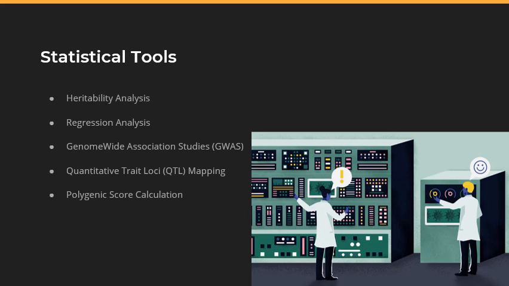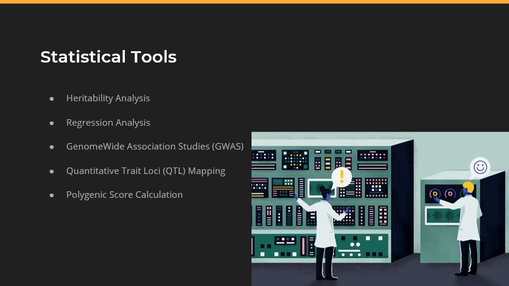Lastly, let's talk about the polygenic score calculation. So, polygenic scores are derived from a combination of genetic markers associated with a trait. These scores allow us to estimate an individual's genetic predisposition to complex traits like obesity, diabetes, or even how intelligent they are. Statistical algorithms play a crucial role in calculating these scores.